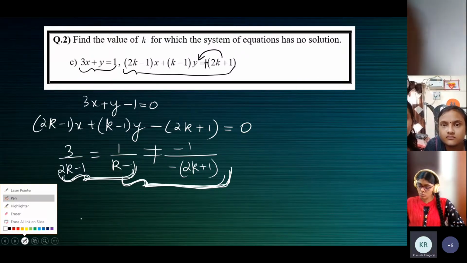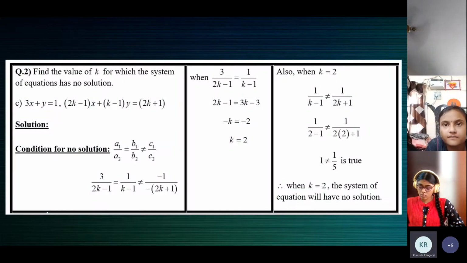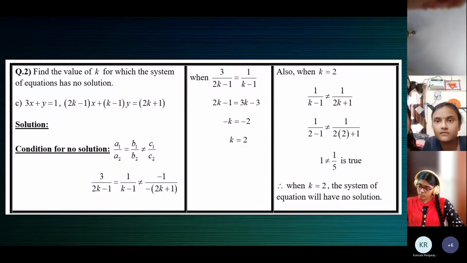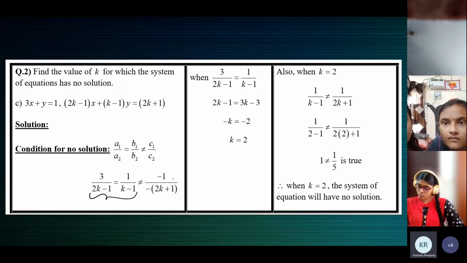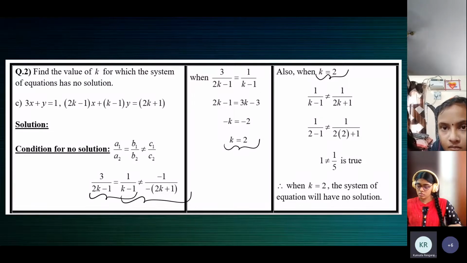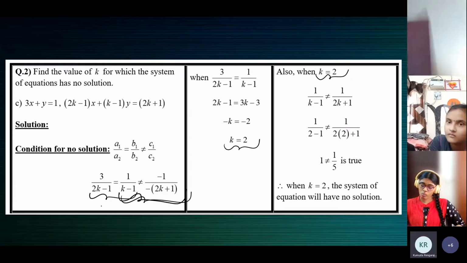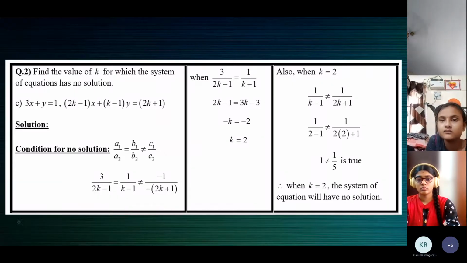Am I clear, children? Yes, ma'am. Now go through the answer, children. So equating this and this, we find the value of k. Then when k is 2, we are trying to check if this condition is true. This should be true. Only then you can go ahead with that value of k. Please go through the answer.